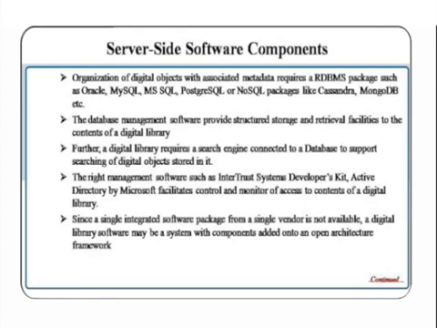Further, a digital library requires a search engine connected to the database to support searching of digital objects stored in it. In addition to this, rights management software such as Intertrust Systems Developer Kit or Active Directory by Microsoft facilitates control and monitoring of access to e-contents of a digital library. Since a single integrated software package from a single vendor is not available, a digital library software may be a system with components added onto an open architecture framework.